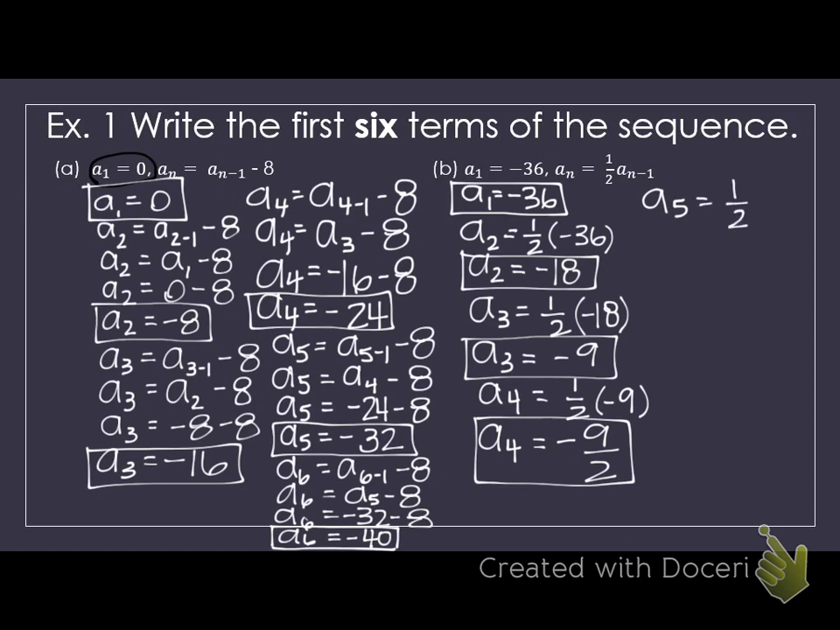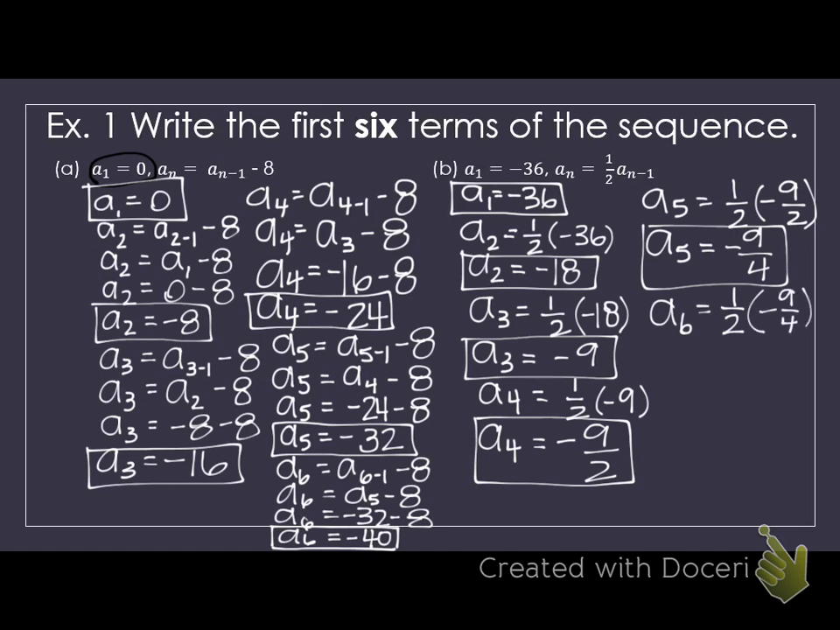All right. The fifth term. We're going to do half of the previous term, which was what? -9/2. So what is the fifth term? -9/4. And for the sixth term, we're taking half of the previous term. What was the previous term? -9/4. So the sixth term is equal to -9/8. And we're done.